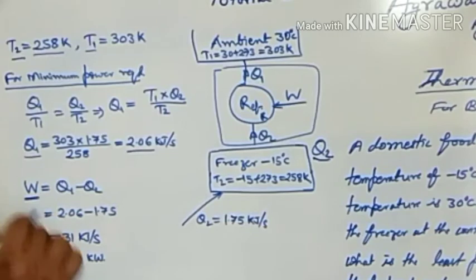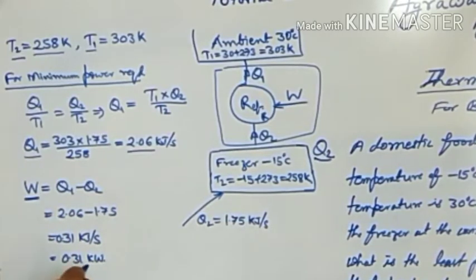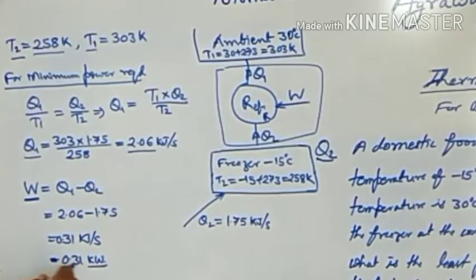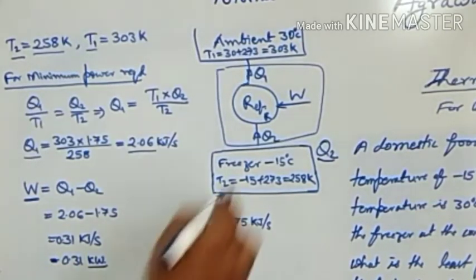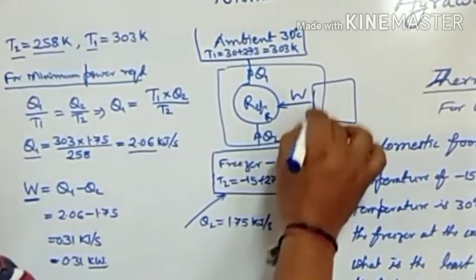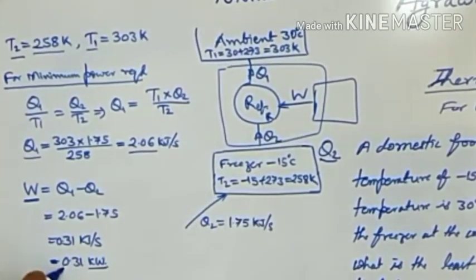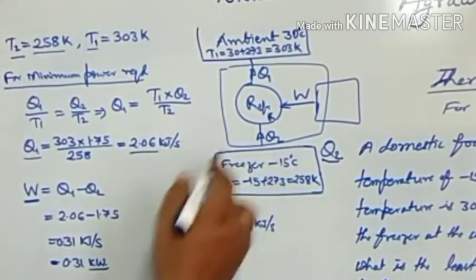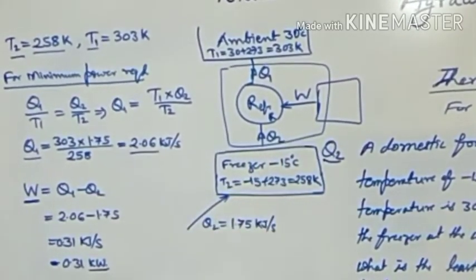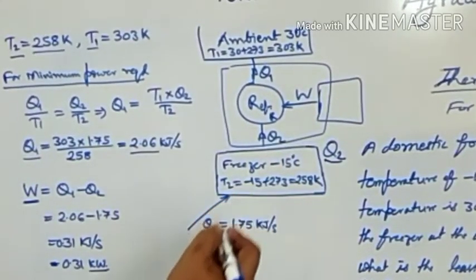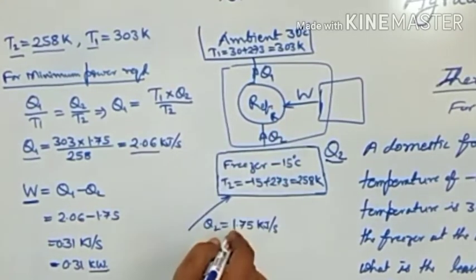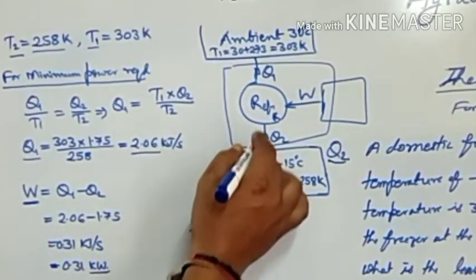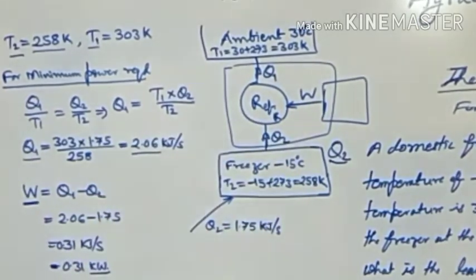As it is a watt, we can write it in kilowatt terms. So it is 0.31 kilowatt. That means here we need a pump which is operating at 0.31 kilowatt. So this refrigeration system will maintain the freezer at minus 15 degrees centigrade, as it is taking out 1.75 kilojoules per second of heat from the freezer.